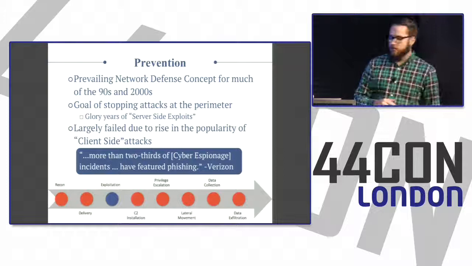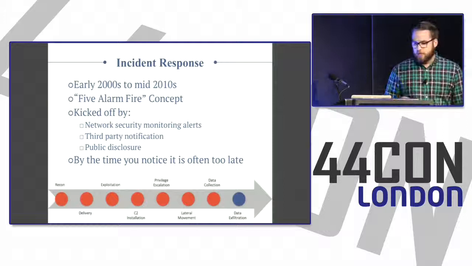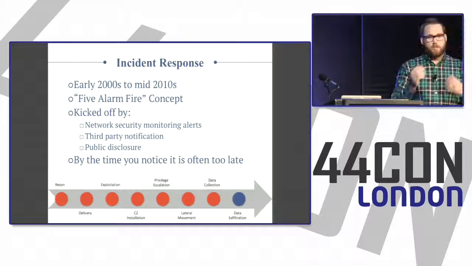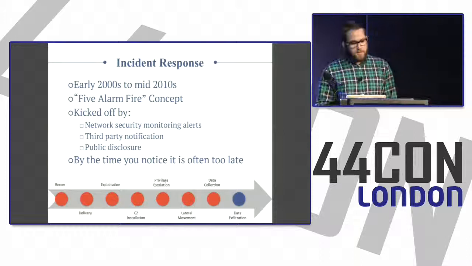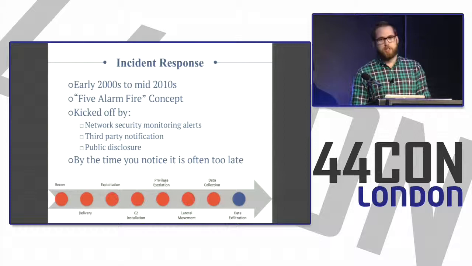So in the early 2000s to mid-2010s, we moved on to this incident response model, where once you get hacked and you notice that, you kick off that five-alarm fire response, where you figure out what happened, how you can mitigate it, what information was lost, and so on. The problem with this, obviously, is that by the time you notice, it's too late, right? All your information is gone. That was really starting the kill chain at the data exfiltration point, and obviously that's not ideal.